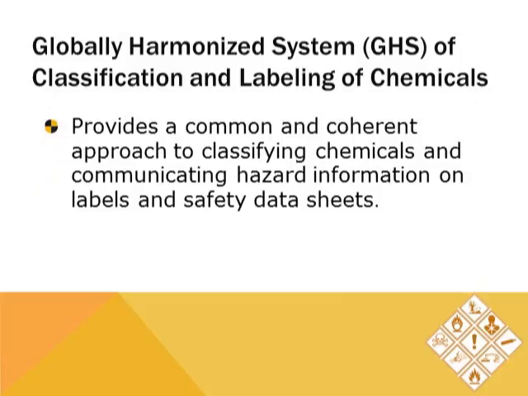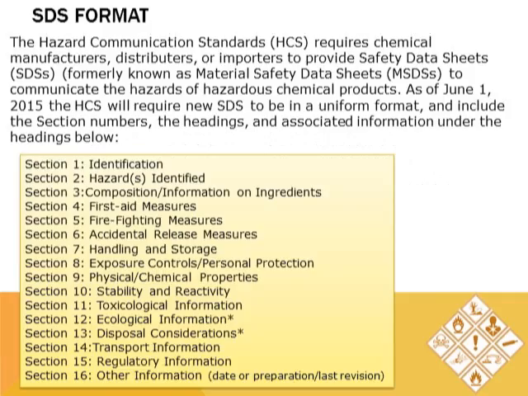The Globally Harmonized System, GHS, of classification and labeling of chemicals provides a common and coherent approach to classifying chemicals and communicating hazard information on labels and safety data sheets. SDS format. The Hazard Communication Standard, HCS, requires chemical manufacturers, distributors, or importers to provide safety data sheets, SDSs, formerly known as Material Safety Data Sheets, MSDSs, to communicate the hazards of hazardous chemical products.